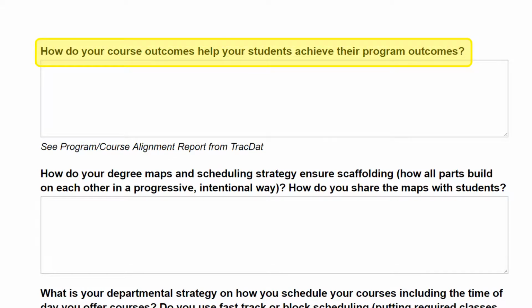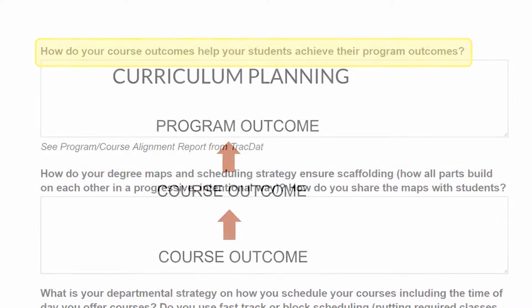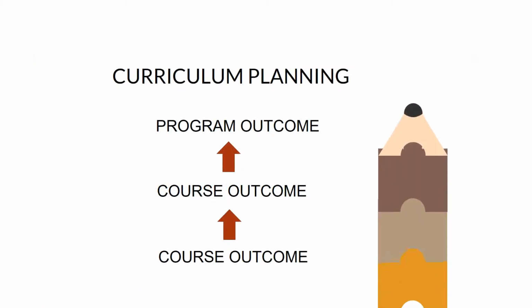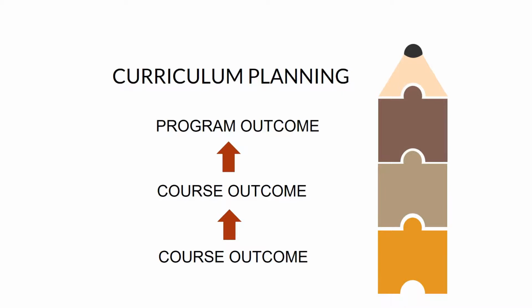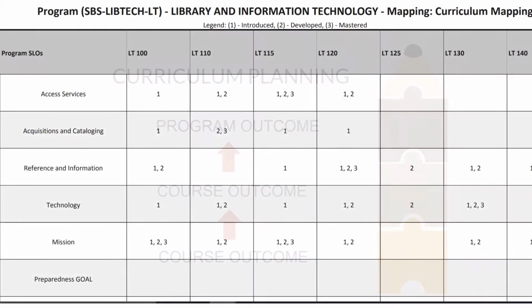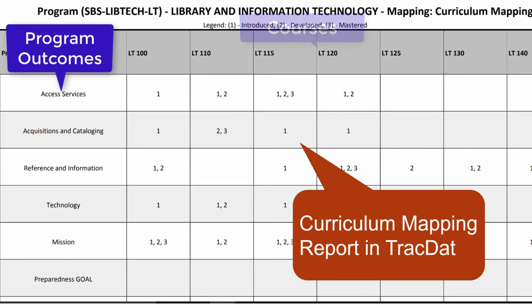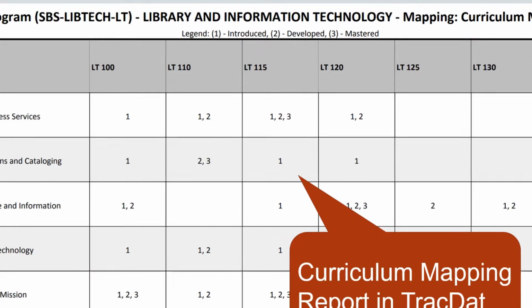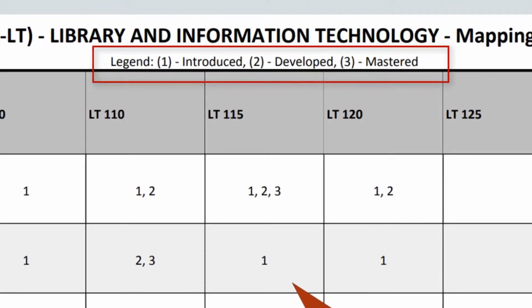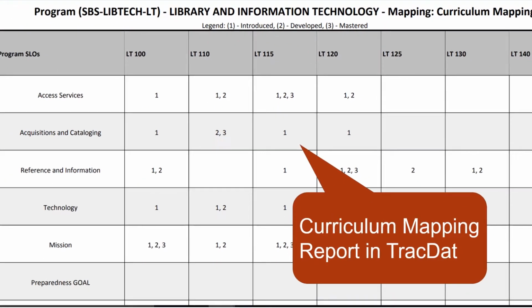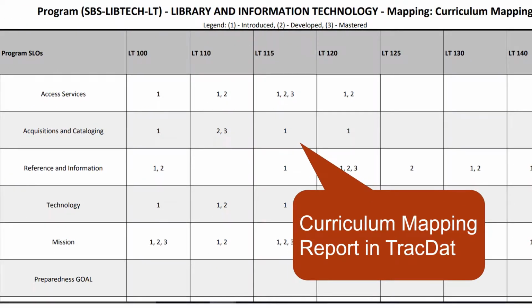How do your course outcomes help your students achieve their program outcomes? As you answer this question, consider how your course outcomes roll up to your program outcomes. You can use your curriculum mapping report from TrackDat to see the connections your program has identified. A strong answer to this question will explain how the learning that students demonstrate in your program's courses lead to the achievement of your program's outcomes. For help running this report, ask your department SLO facilitator or outcomes co-coordinators.